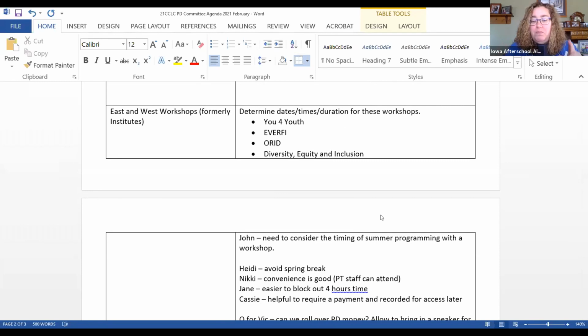So the other bullets on here, EverFi and ORID, were actually from Cassie's suggestion. Cassie, do you mind unmuting and giving people a general explanation of what these two options are? I think they're fantastic, and I would like to perhaps see them as part of our March, April offering if possible. But if people have reservations or we need to discuss, I think we should do that.